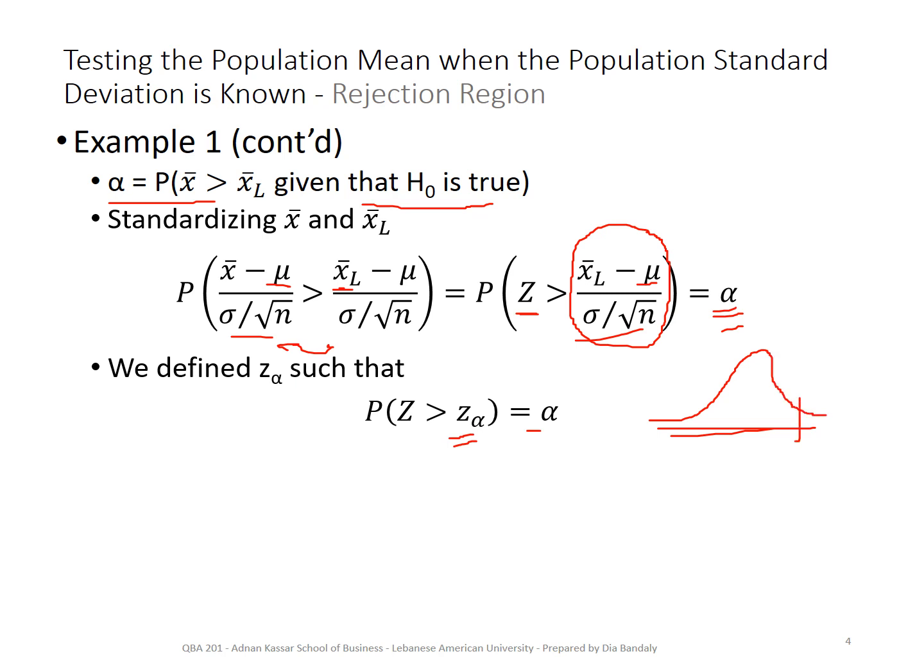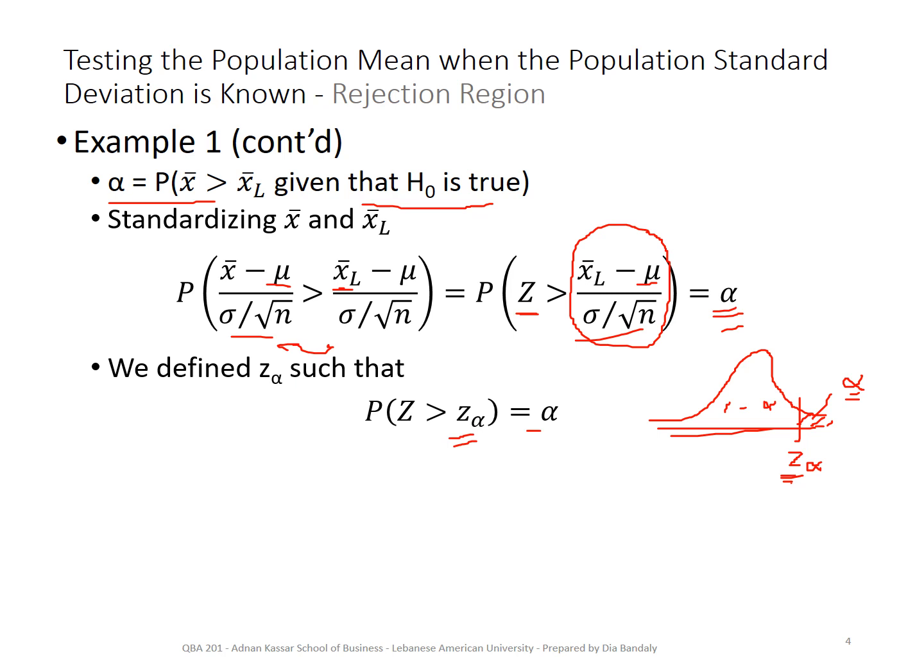Here we go. This is Z alpha. We have used it in the confidence interval estimation, right? So this is alpha. And I can find that, right? Because if I know that this is alpha, that means this is 1 minus alpha, and I look up in the table, I can find Z.